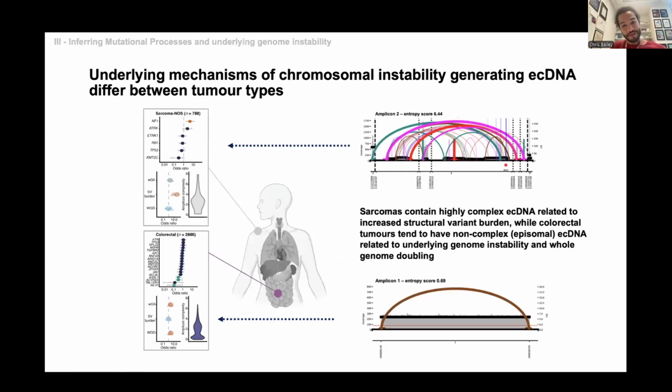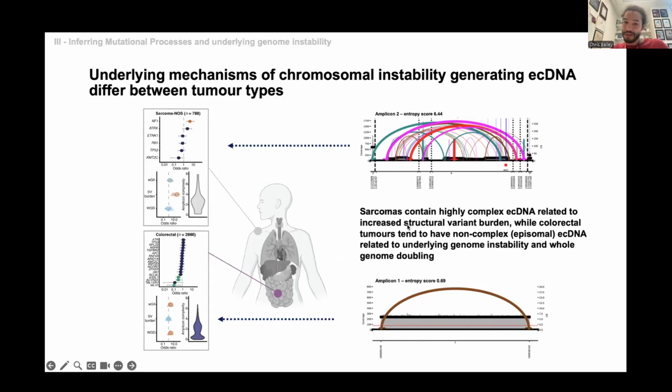We were then able to calculate what we call an amplicon entropy score, which essentially took into context the number of structural variants and copy number shifts within a focal amplification. So those samples with high entropy tended to be more complex ecDNA, and those that only had one or two structural variant breakpoints with no or very few copy number shifts tended to be low entropy.